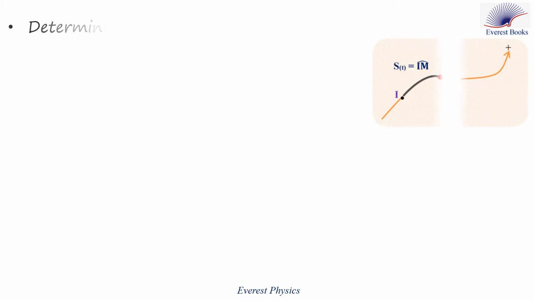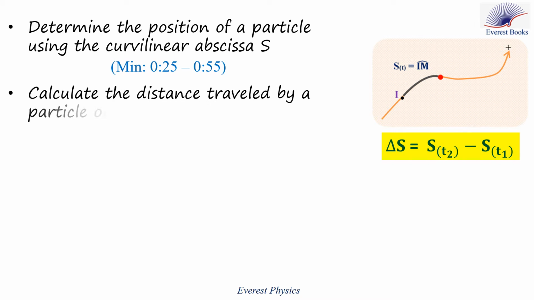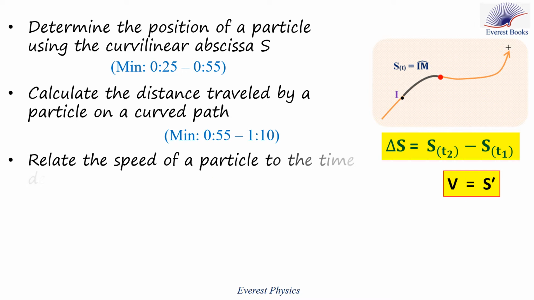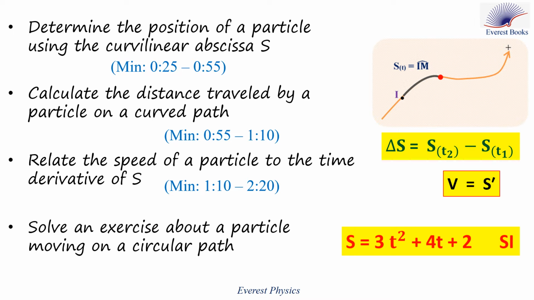In this video, we are going to determine the position of a particle using the curvilinear abscissa S. Calculate the distance traveled by a particle on a curved path. Relate the speed of a particle to the time derivative of the curvilinear abscissa. Solve an exercise about a particle moving on a circular path.